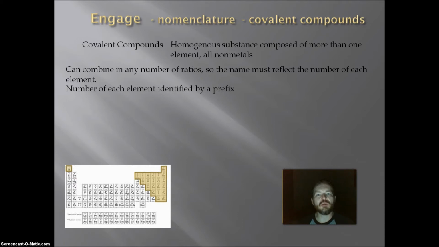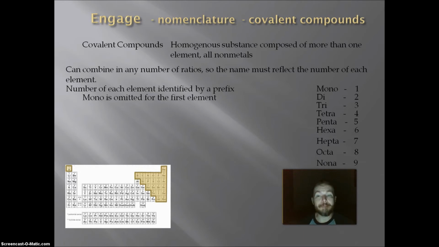And the prefixes we use for covalent compounds are mono for 1, di for 2, tri for 3, tetra for 4, penta for 5, hexa for 6, hepta for 7, octa for 8, nona for 9.